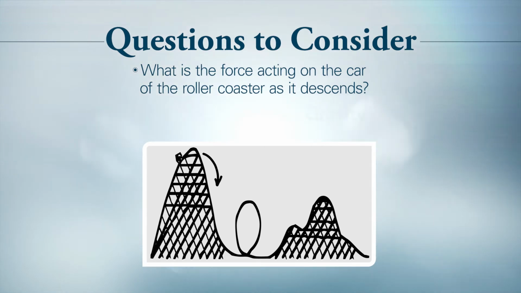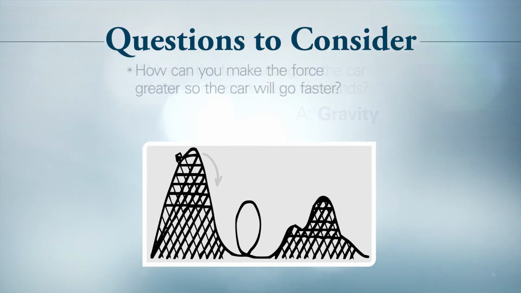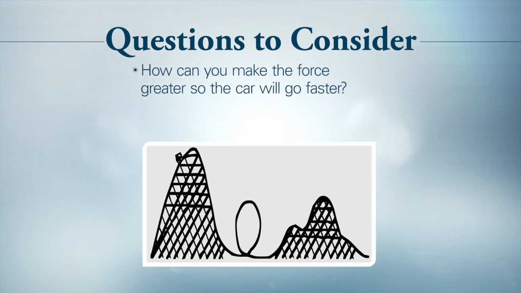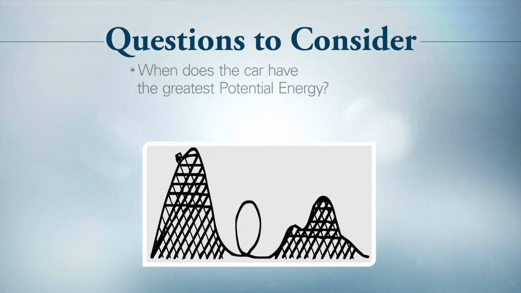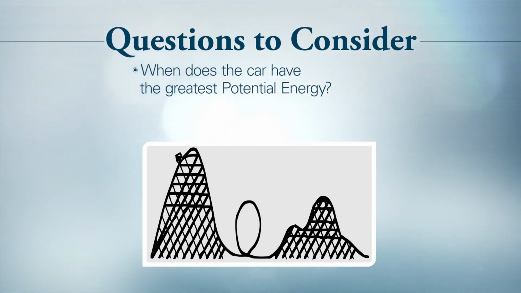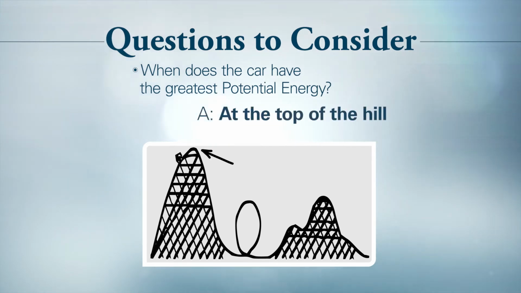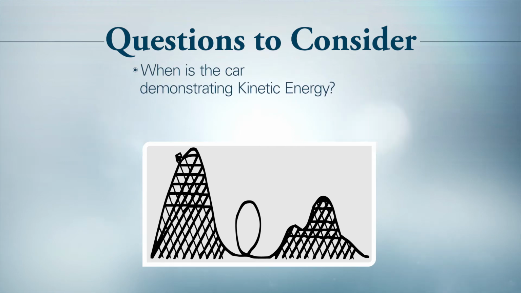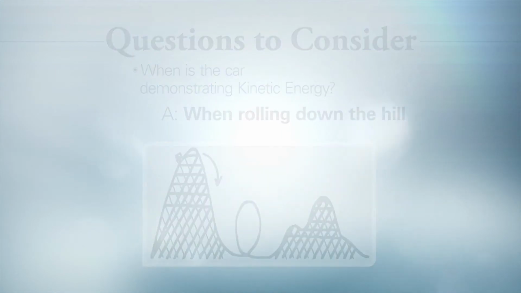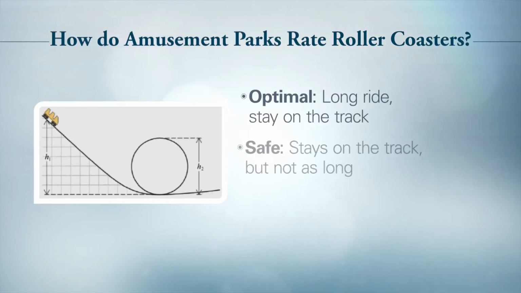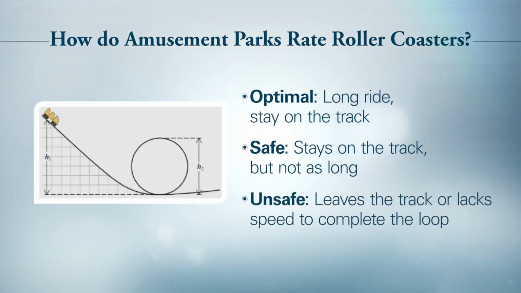That would be gravity. How can you make the force greater so the car will go faster? You would have to put it up on top of the hill and make the hill higher. When does the car have the greatest potential energy? That would be when it's at the top of the hill. And when is the car demonstrating kinetic energy? When it's rolling down the hill. You want it to be a long ride, and you want the marble to stay on the track.